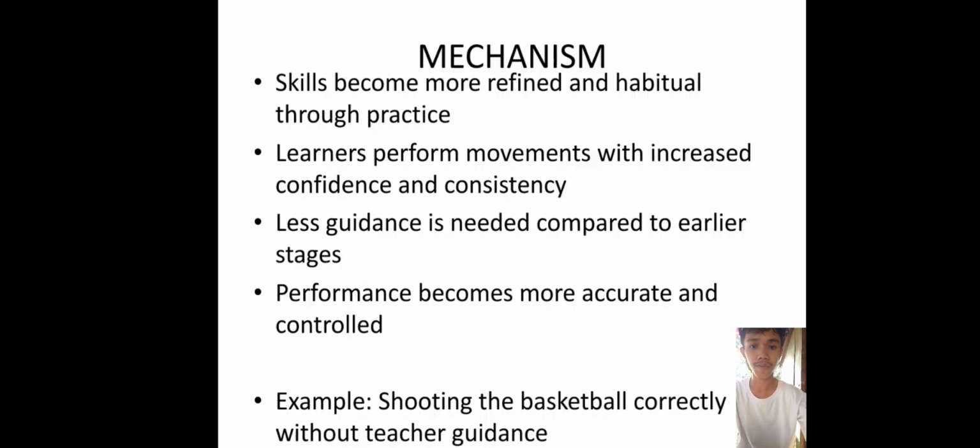So, in mechanism, skills become more refined and habitual through practice. Learners perform movements with increased confidence and consistency. Less guidance is needed compared to earlier stages. Performance becomes more accurate and controlled. For example, shooting the basketball correctly without teacher guidance.